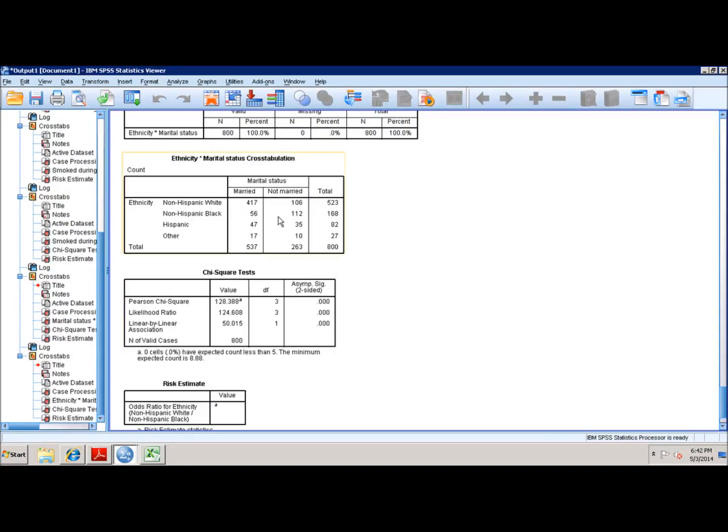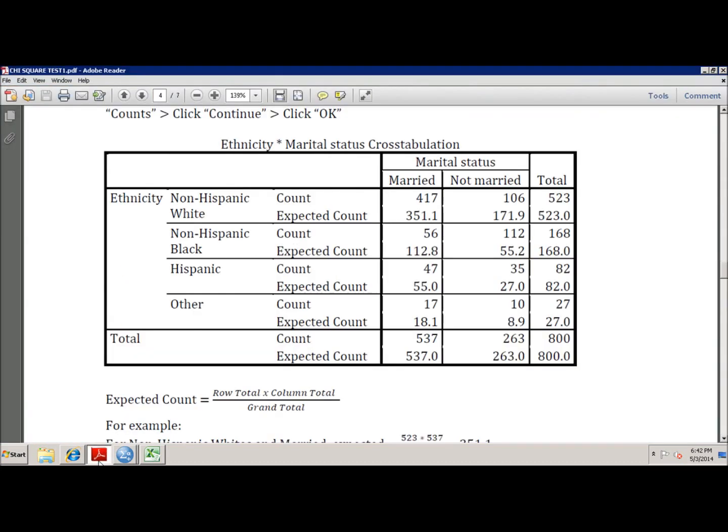So let's go back here and look at our output. So we see our counts here, and we see the chi-square test result. We see our chi-squared value, and we see our p-value. Our p-value, assuming our alpha is 0.05, is less than that. Therefore, we are able to reject the null hypothesis, and we could conclude that ethnicity and marital status are in fact associated.